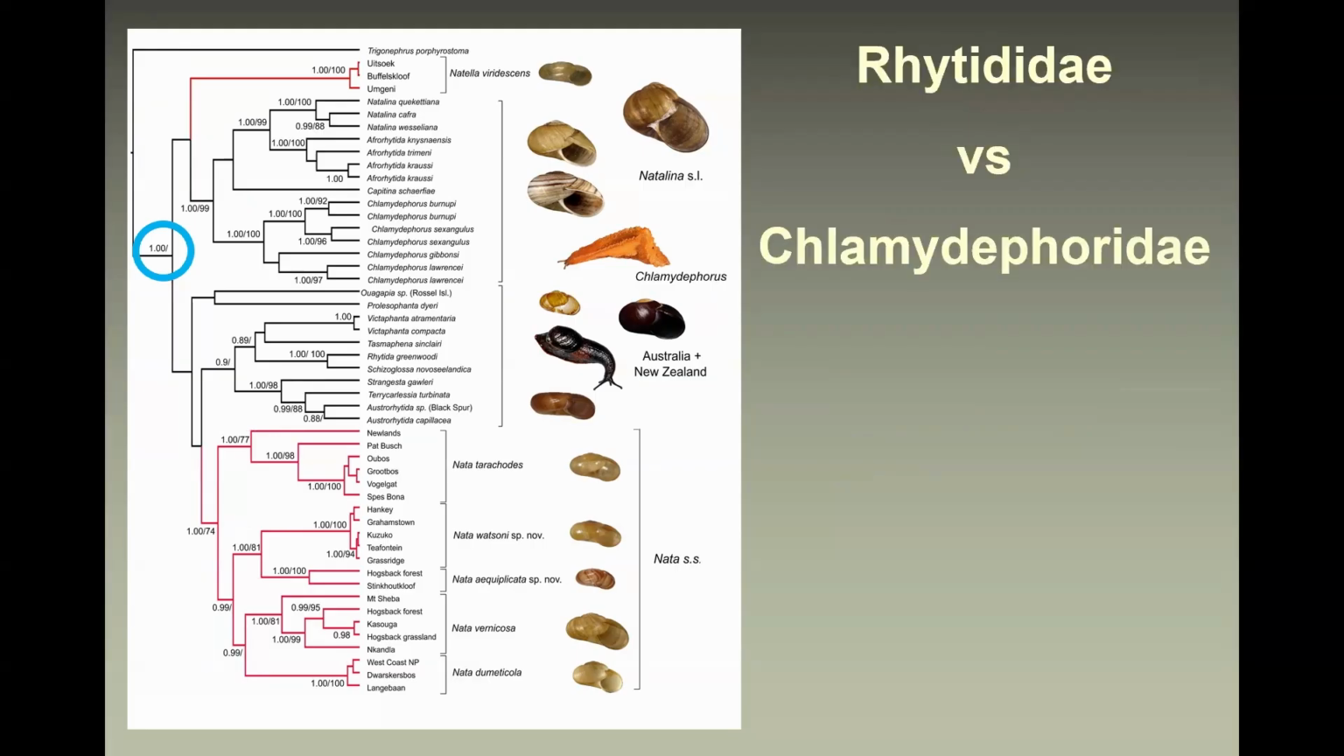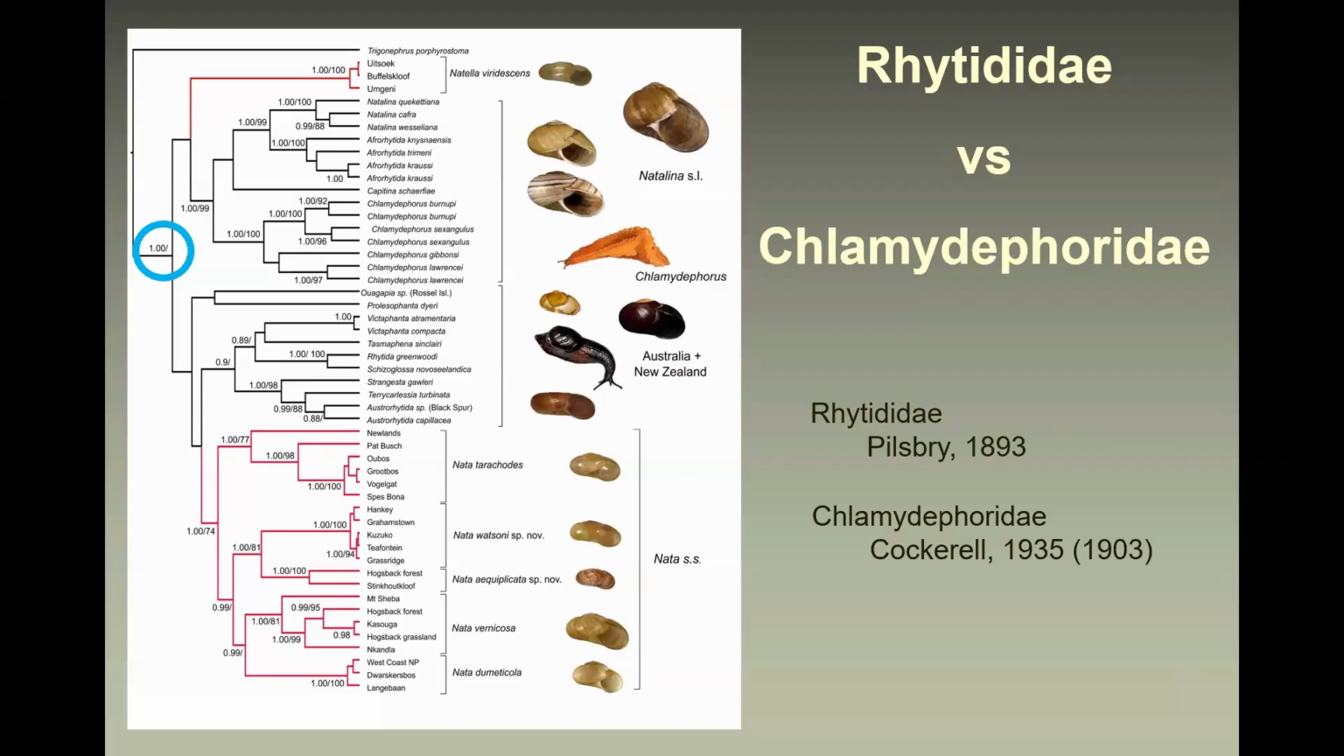So, as I've said, we have Rhytididae and Chlamydophoridae in the same clade. Two family group names in one clade. We can't have that. So we have to decide which name we use. Well, Rhytididae, the name, stems from Pilsbry in 1893, and Chlamydophoridae stems from Cockerell. This is a difficult one.